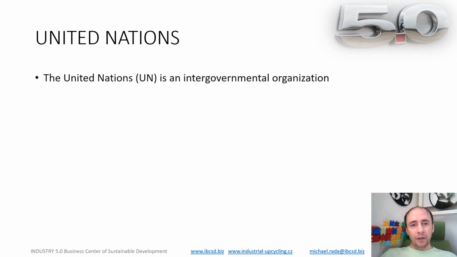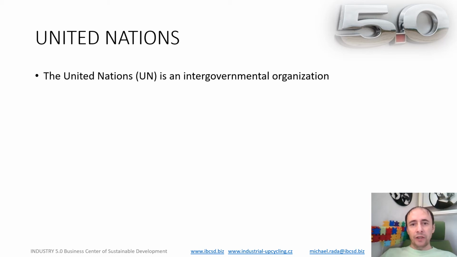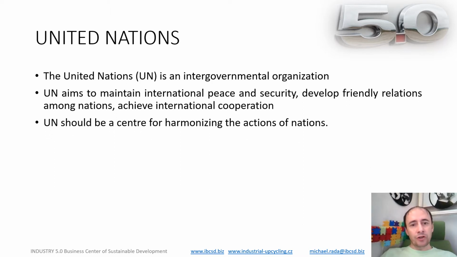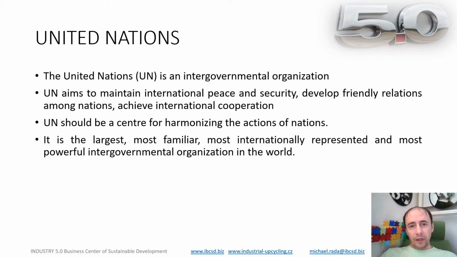According to Wikipedia, the United Nations is an intergovernmental organization. The United Nations aims to maintain international peace and security, develop friendly relations among nations, and achieve international cooperation, and the UN should be a center of harmonizing the action of nations. It is the largest, most familiar, most internationally represented, and most powerful intergovernmental organization in the world. It began its operation on October 24th, 1945.